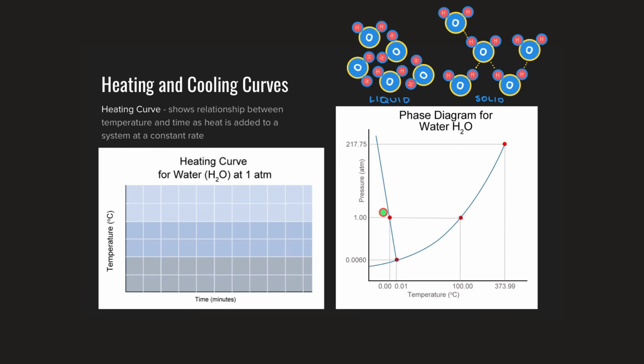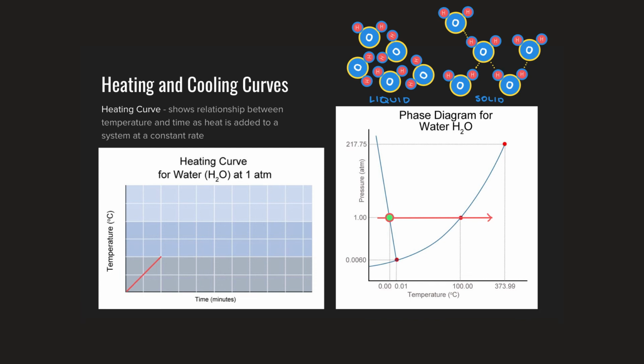So let's imagine for a moment here that we are at a pressure of 1 atmosphere, and we're starting off at a very, very cold temperature, and we start our heating curve experiment. That is, we increase the temperature of the system by adding energy. So I'm going to go ahead and think about what happens here. As we add energy, we are going to move across our diagram here to the right. Temperature is going to be increasing.